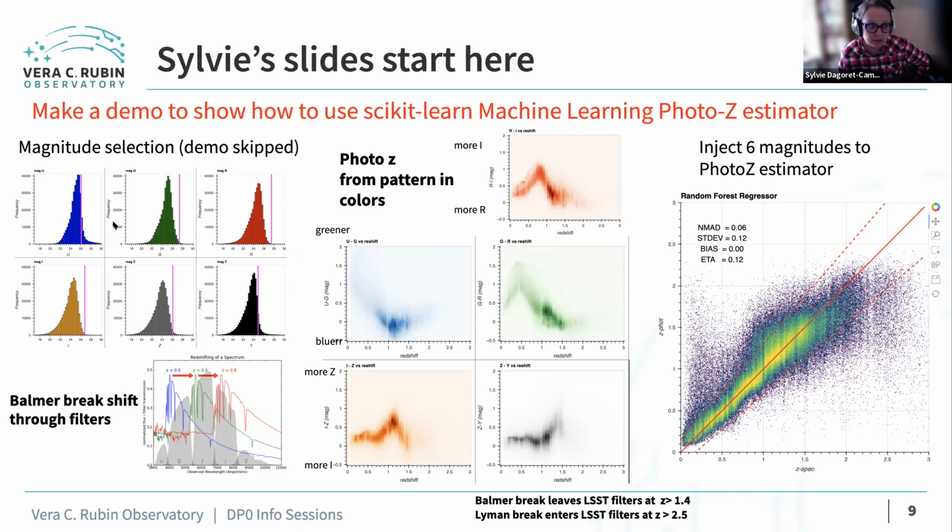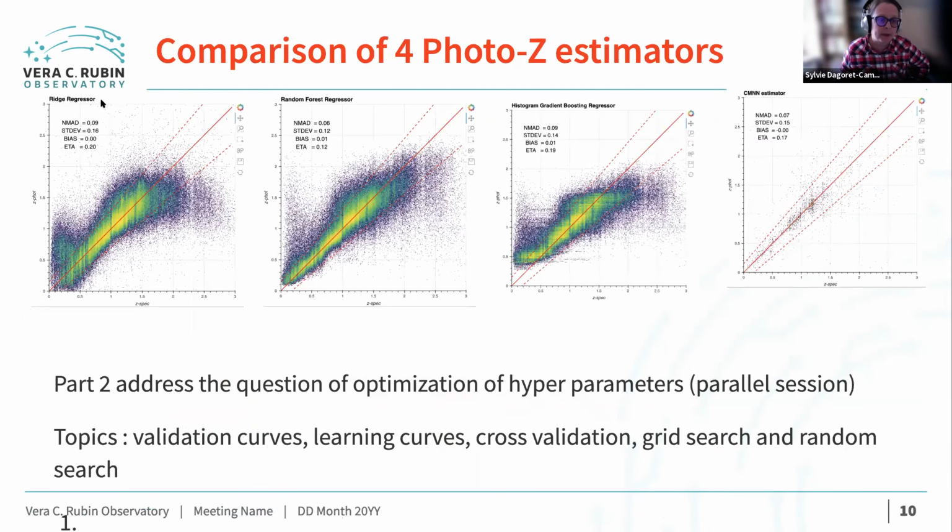So the goal will be to use these and to build a typical plot, z-phot versus z-spec, with some analysis of values for the performance of the estimators. We will compare three kinds of photo-z estimators illustrated here, and we will compare them with the CMNN estimator that Melissa has proposed and that you can find in the contribution notebooks.